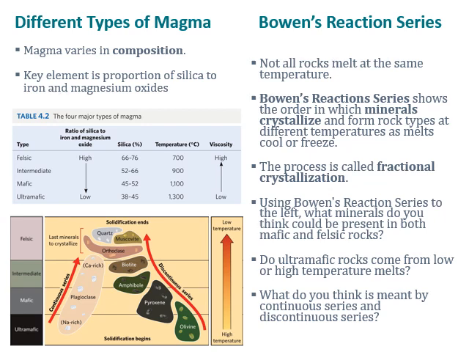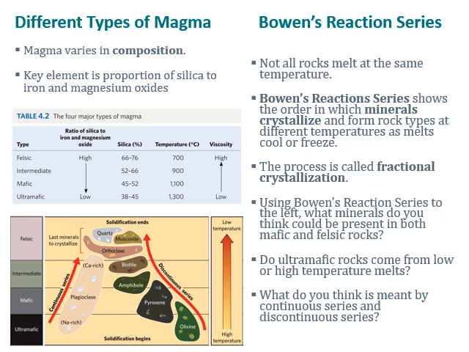So felsic rocks in turn have low iron and magnesium oxides, whereas mafic and ultramafic rocks have high iron and magnesium oxides. An important piece of knowledge about the magma composition is that it forms in an orderly pattern all around the Earth. So ultramafic rocks crystallize at high temperatures, whereas felsic rocks crystallize at lowest temperatures.